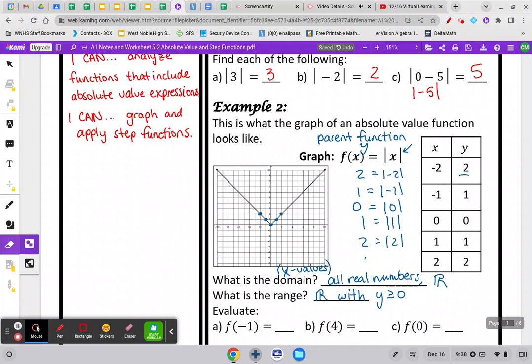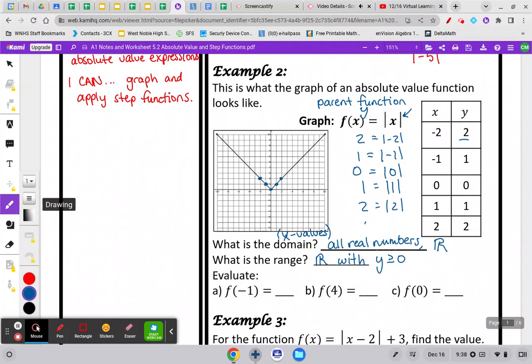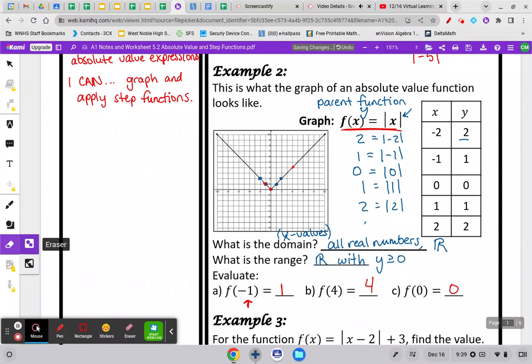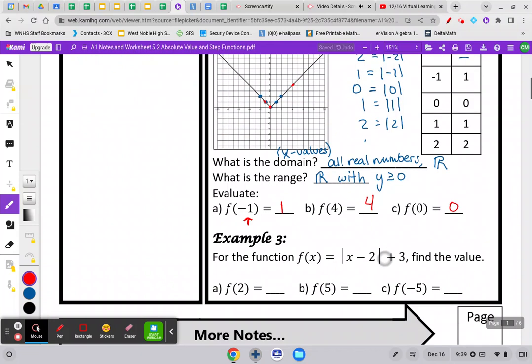But it's totally valid. So if we're going to evaluate for certain things, this is just seeing what our y value is when we have an x of negative 1. So x of negative 1 is here. We go up to 1, so our y value is 1. You can also just plug these into your equation if you want and find the absolute value of it that way. Or you can look at the graph. So over to 4, up to 4. We go over 0, well, we go up 0. So those are our evaluations.